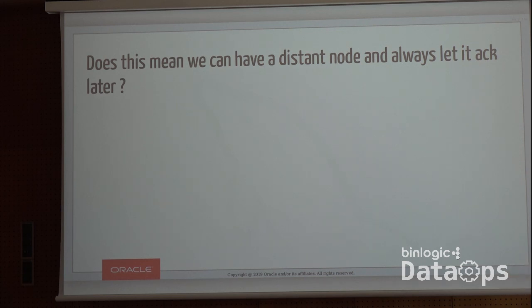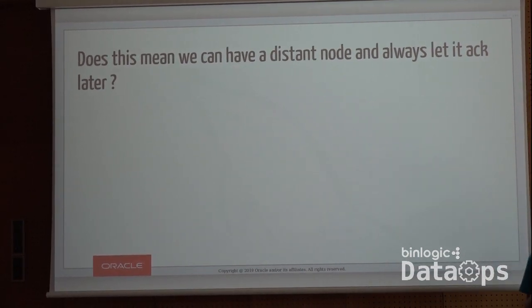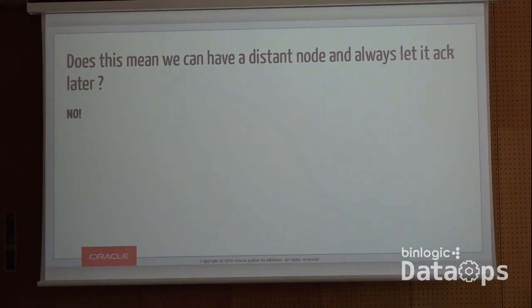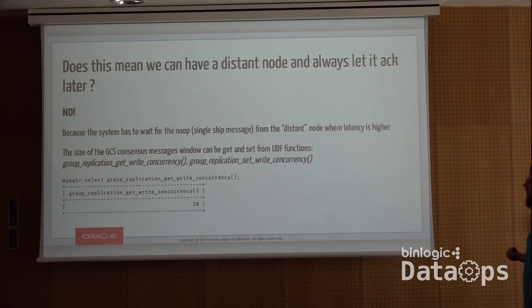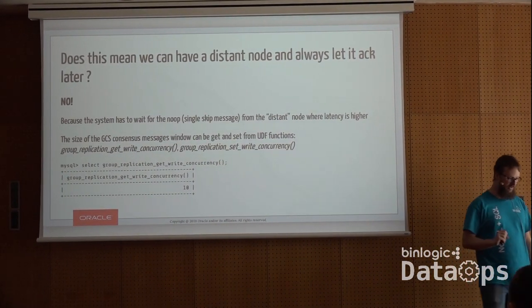So if we do this, and certainly in EVENTUAL, does it mean that if we have one distant node, because we're always talking about as soon as majority is achieved I can process, I can always have this third distant node lagging behind the cluster? The answer is no. Why is this? Because we have to wait for what we call the no-op message.